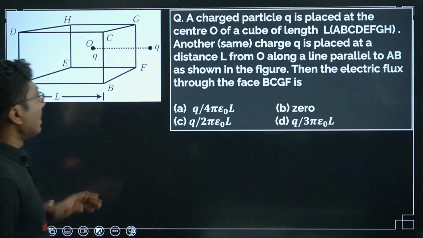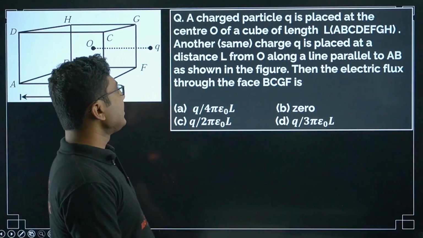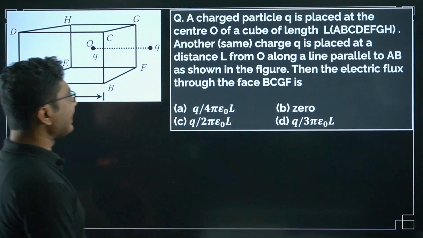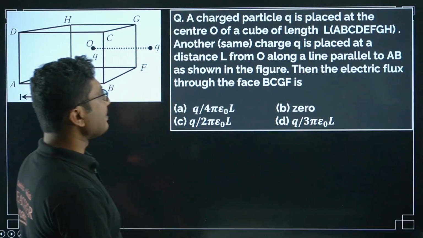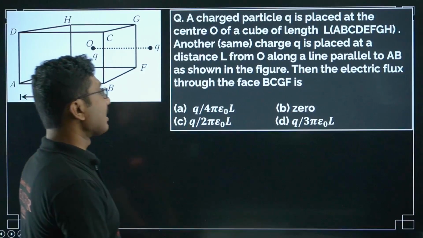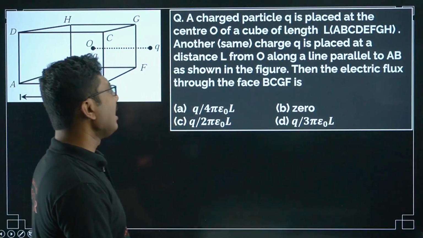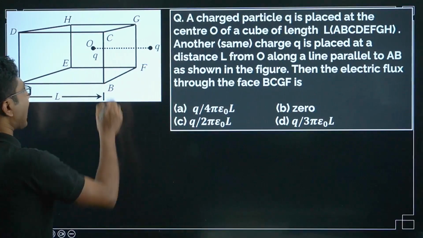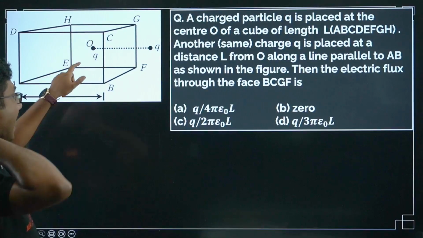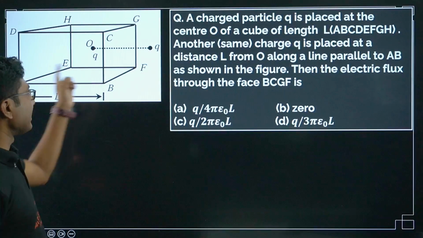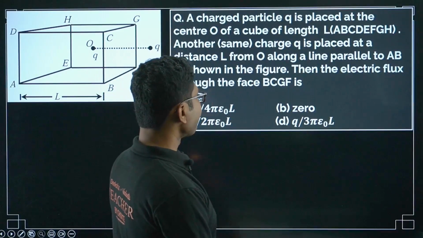Now let's see one simple question. Okay, a charged particle Q is placed at the center of a cube of length L, ABCDEFGH. Another same charge Q is placed at a distance L from O along the line parallel to AB. So you can see that here we have a charge placed inside a box, and another similar charge is placed, but it is outside the box. This charge is kept inside the box.